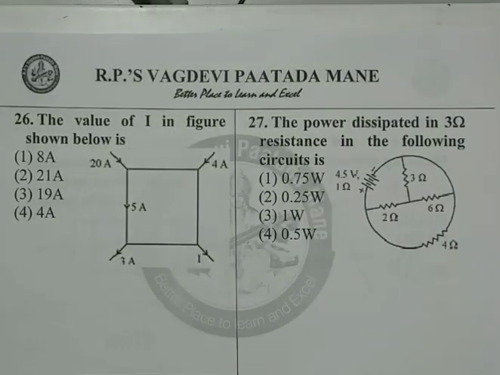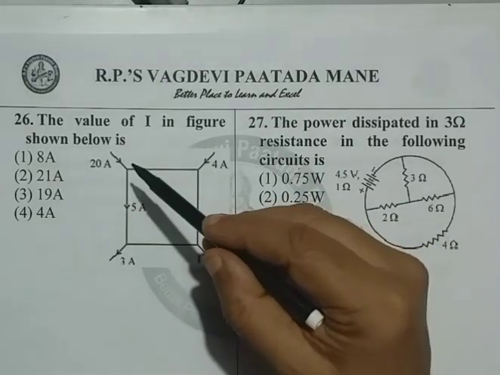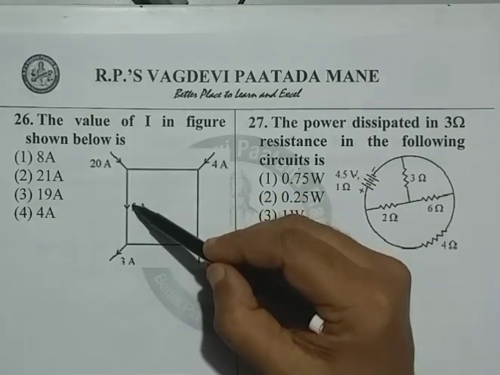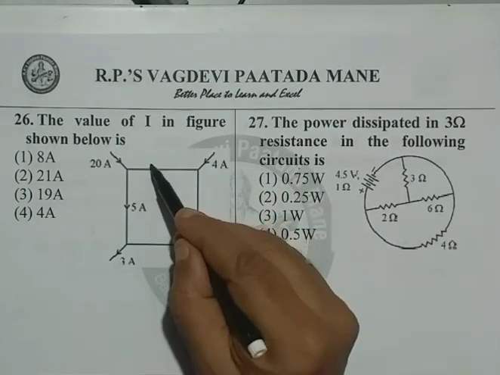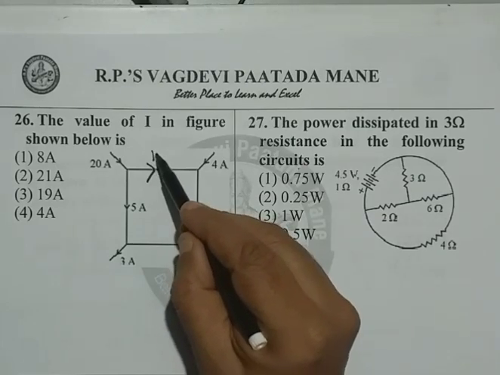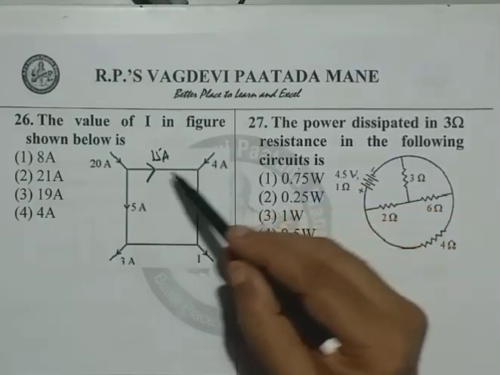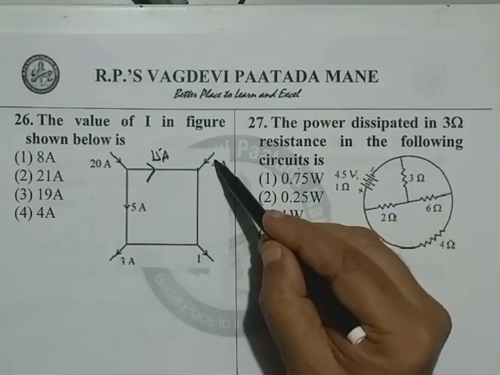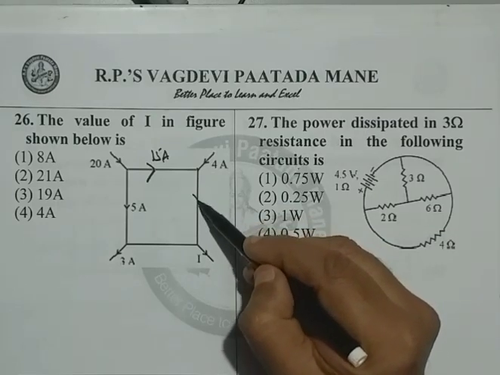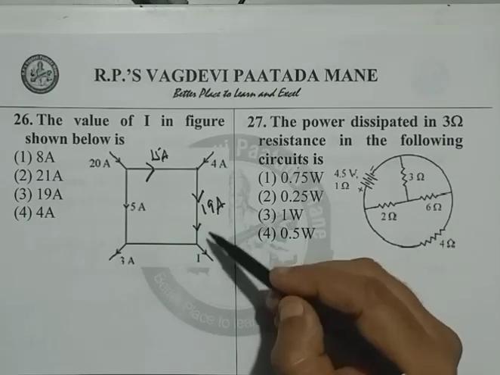26th question. We read, the value of I in the figure shown below is, we apply Kirchhoff's current law there. 20 ampere is entering, out of which 5 ampere is going out. Here we have 15 ampere passing, because out of 20, 5 is gone, 15 remaining. This 15 at this node added with 4, as 4 is entering, will give us 19 ampere. This 19 ampere comes over to this point.